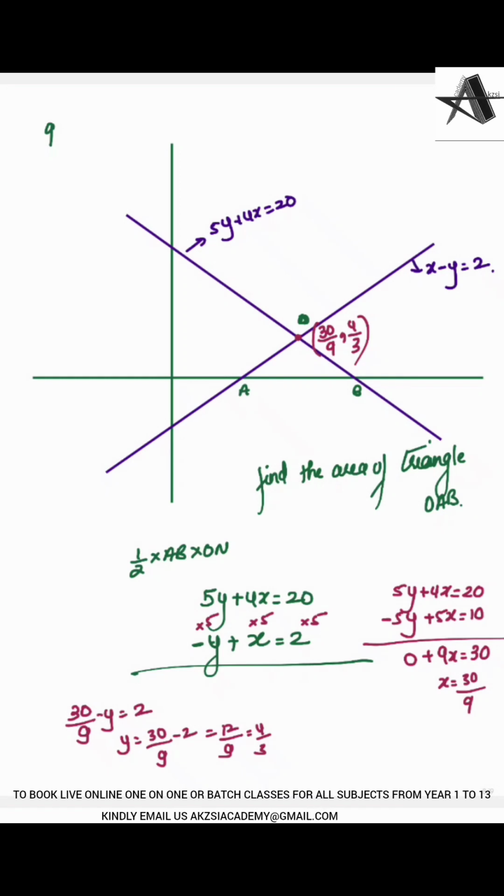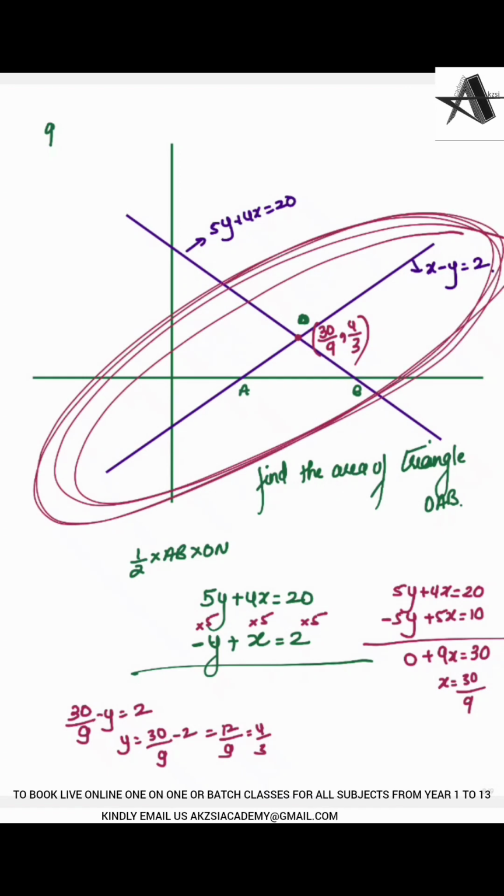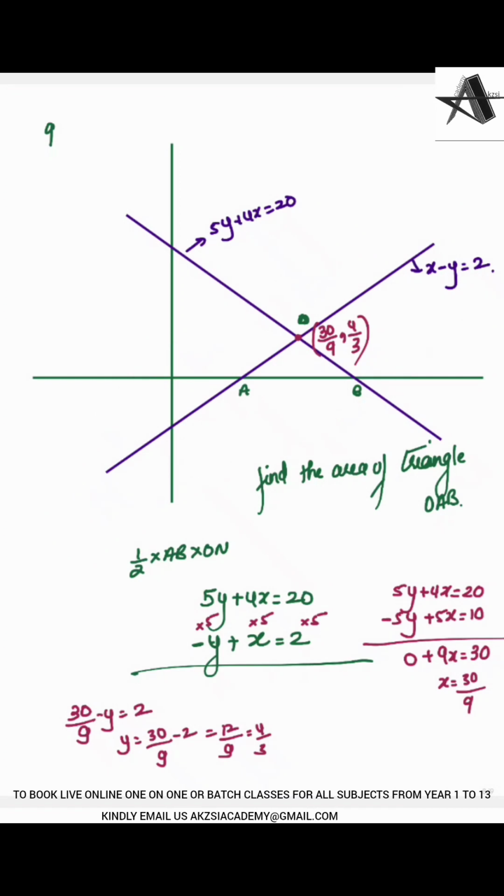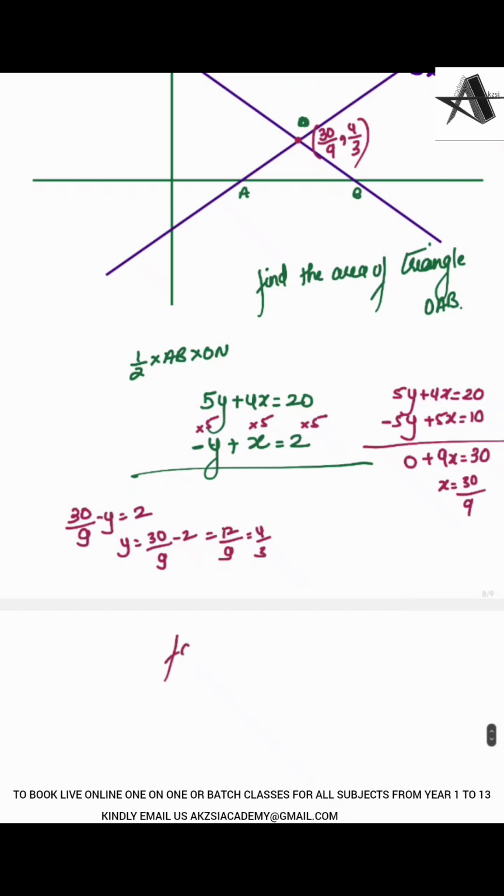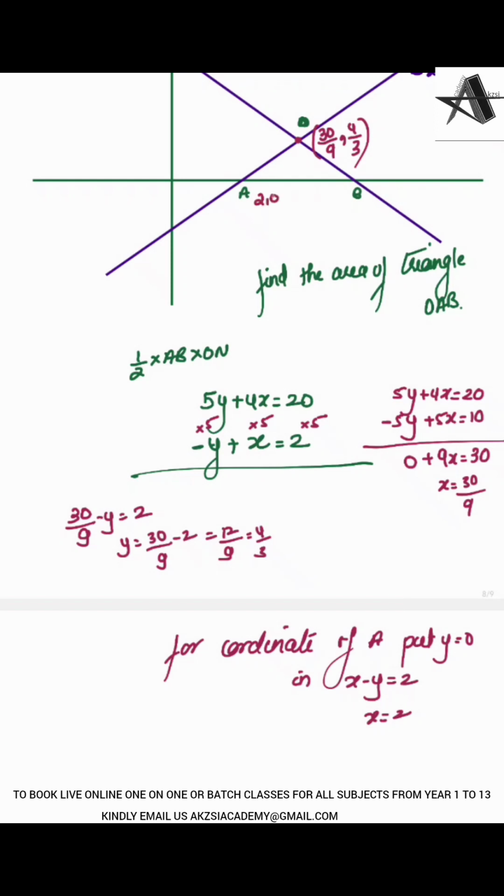These are our coordinates. Let me calculate the coordinate of A. Definitely x minus y equals 2 is passing through the x-axis. If it's passing through the x-axis, that means y would be 0. When I put y equals 0 in this equation, I will get the coordinate of A. Put y equals 0 because on the x-axis y is 0. In x minus y equals 2, x is 2. So I'll get this as 2 comma 0.